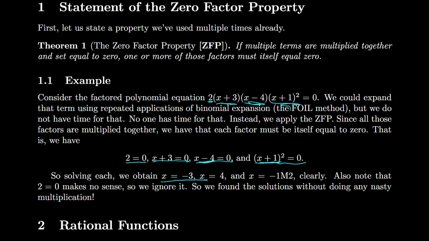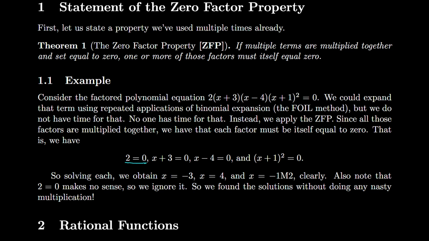either x equals negative 3. That is, solving this, we get x equals negative 3. Solving this, we get x equals positive 4. And then solving this, we get x equals negative 1, but twice. So that's what this means with multiplicity 2. Also, note that 2 equals 0 makes no sense, so we ignore it.